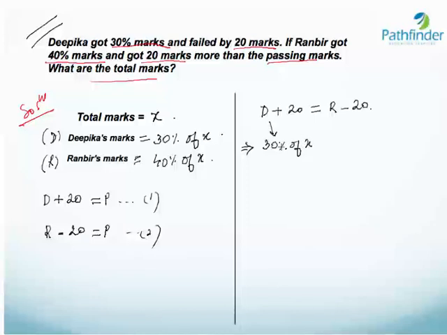Deepika's marks, that is 30% of x, plus 20 is equal to Ranbir's marks, that is 40% of x, minus 20. And if you solve for x, you will get the value of x in this case as 400. So this translates to 40% minus 30% will give you 10% of x, and 20 plus 20 will give you 40, or x is equal to 400.